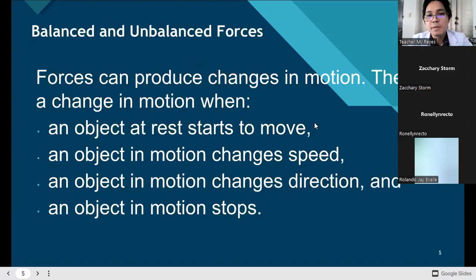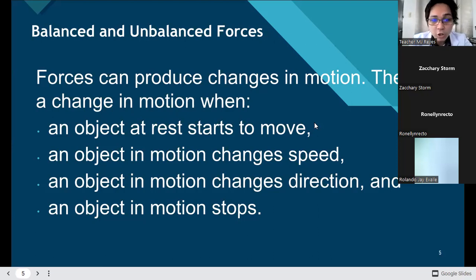Balanced and unbalanced forces. Forces can produce changes in motion. These are the criteria to consider when there is a change in motion. Number one, an object at rest starts to move. There is a change of motion. Second, an object in motion changes speed. If it changes its speed, there is a change of motion because there is a force acting on it to change the speed.